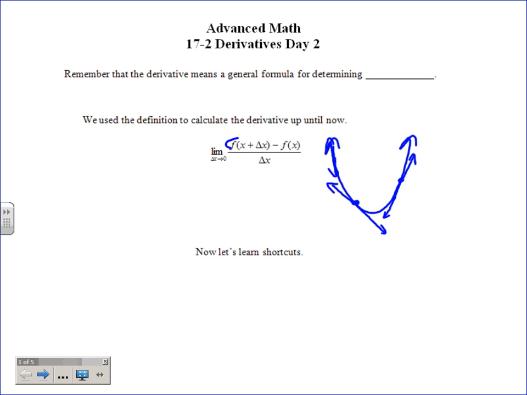This basically is change in y over change in x. And that's really all it is. When you get to calculus, you will actually use this. This is called the definition of a derivative right there. We're going to go right to the shortcuts so that hopefully we can go through shortcuts a little bit quicker when we get to them.